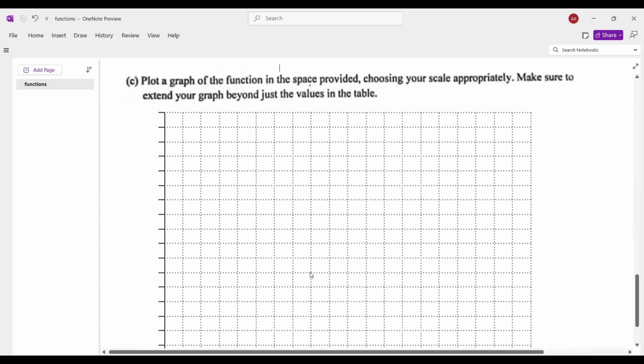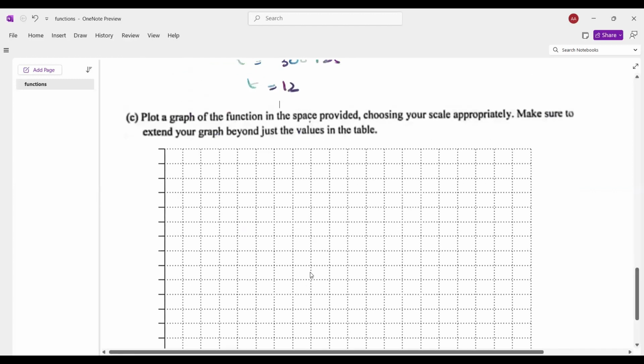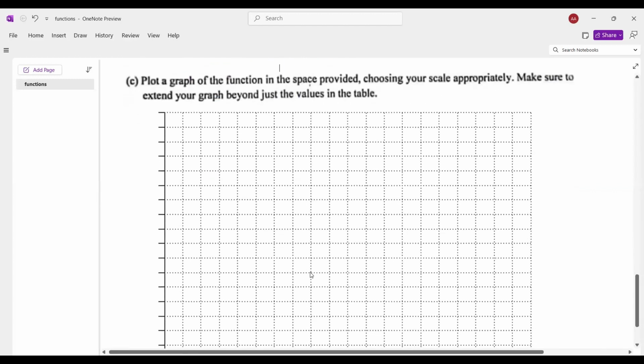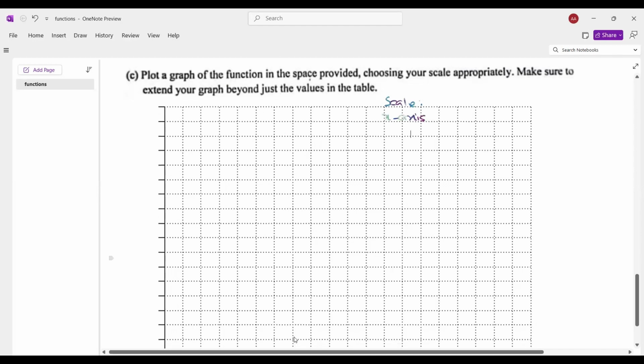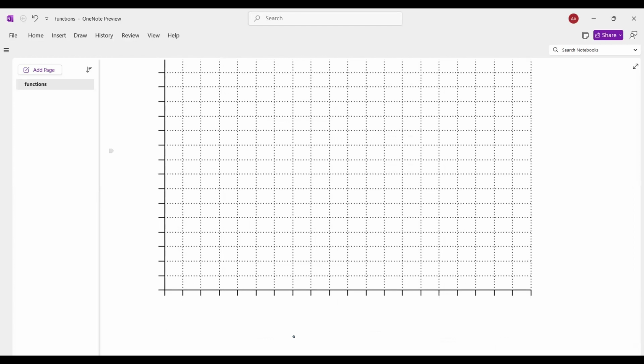Now the question asks: plot a graph of the function in the space provided, choosing your scale appropriately. Make sure to extend your graph beyond just the values in the table. Whenever we are making a graph, it's very important that we set our scale reasonably. Graphs help you predict future values without actual data given, because they show you the pattern that follows. So we can predict future values with the help of a function as well as a graph. First let's set our scale. For the x-axis we have time. The independent value always goes on the x-axis, and the dependent value always falls on the y-axis.